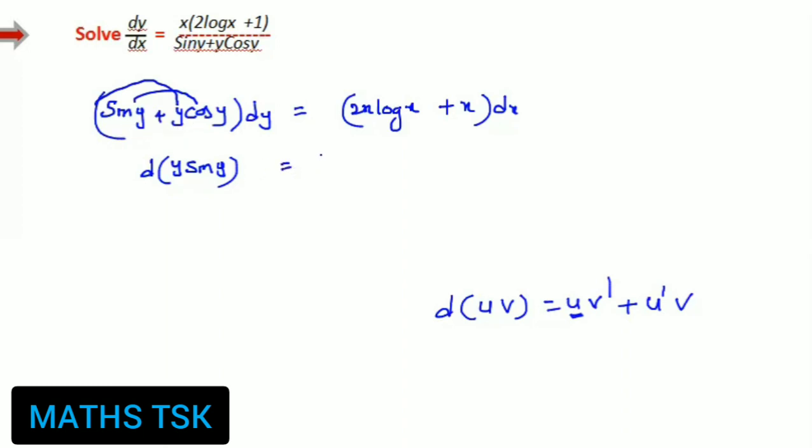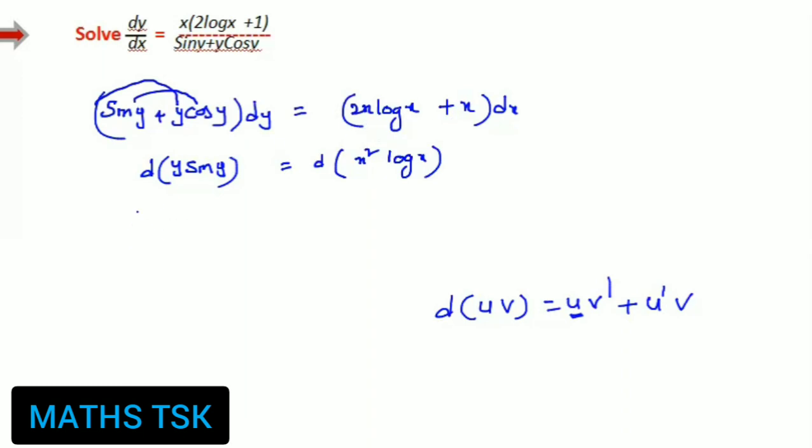Similarly, there is the derivative of x square log x. The derivative of x square is 2x. The derivative of log x is 1 by x. Okay, so 2x log x plus x square into 1 by x is x. So these are the derivatives of these two functions.